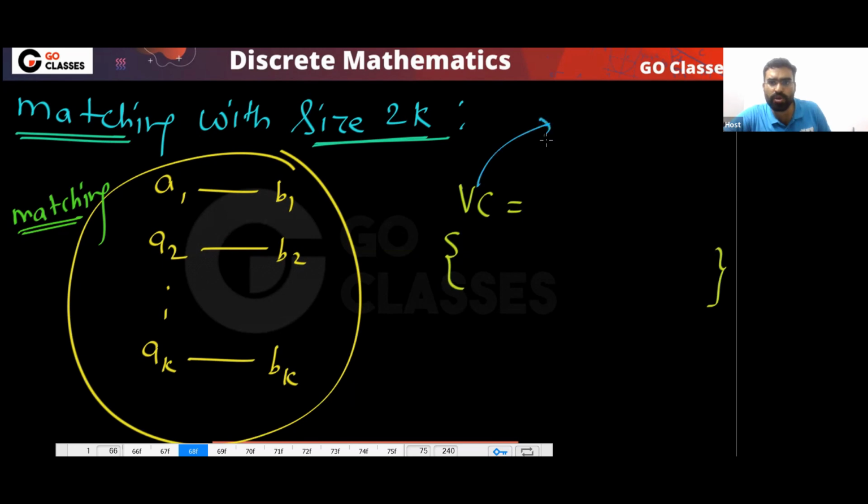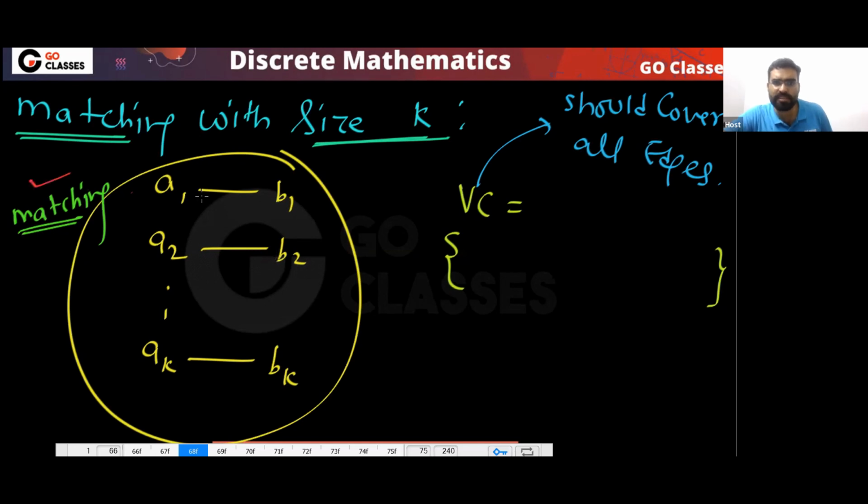Remember, any vertex cover should cover all edges. So what guarantee can you give for vertex cover? This vertex cover should have at least size k, matching of size k, sorry for that. Because remember, this is the matching of size k. On your screen, is this matching of size k or 2k?